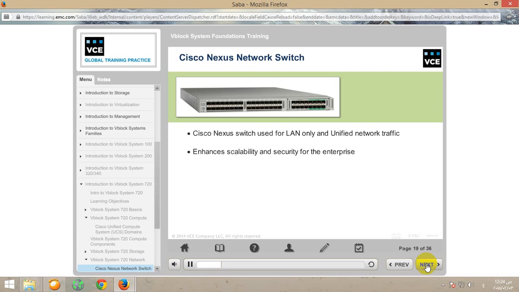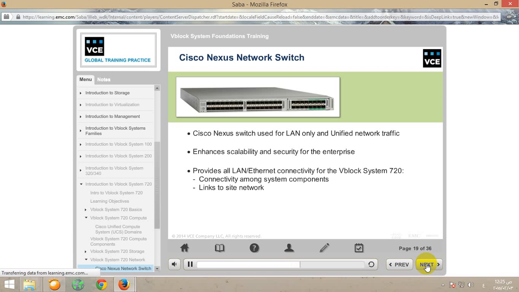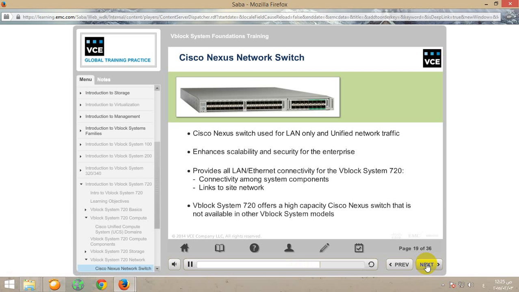As in other VBlock system models, this switch serves as a LAN switch in systems with segregated networks and as a unified switch capable of supporting both Ethernet and fiber channel in a unified network. These switches can accommodate both fiber channel ports supporting the VBlock system's SAN as well as Ethernet ports for LAN network traffic. For the VBlock System 720, a higher capacity Cisco network switch is available that is not utilized in other VBlock system models. This higher capacity switch can provide greater network throughput to accommodate both the higher capacity compute and storage found in the VBlock System 720 models.